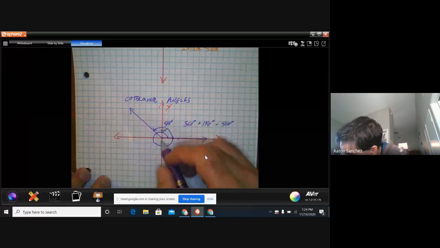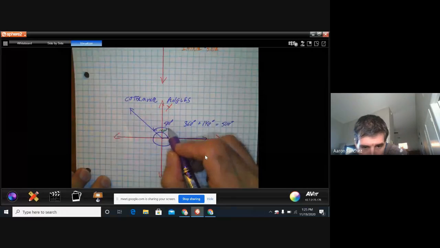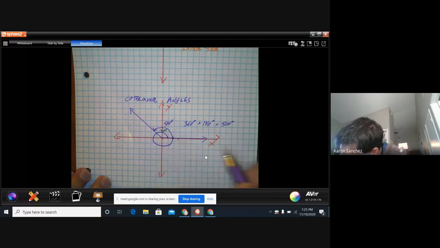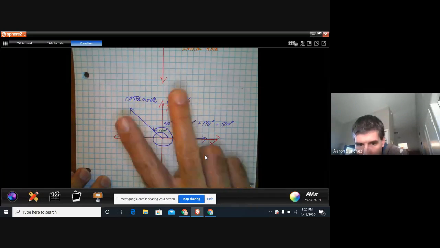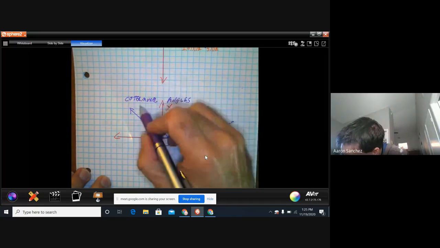You get it. So anyway, there are two angles there. There's the 140-degree angle, and then the 500-degree angle. Because you go 140, and then you go 360 degrees again, and you hit 500. There's two angles. We call those coterminal angles.